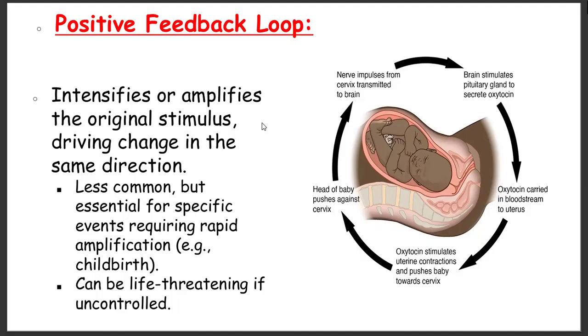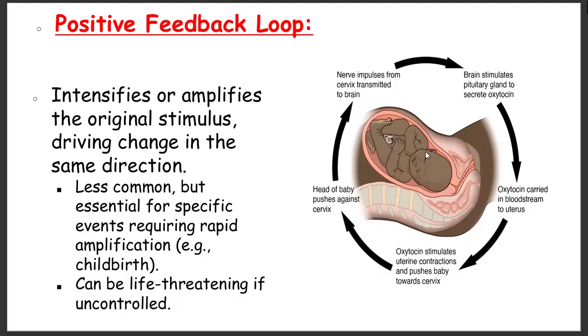For example, this diagram that I've included here, which is childbirth. Childbirth is actually expected to be completed within the shortest period of time. So we're going to employ a positive feedback mechanism in order for childbirth to take place and for the internal environment of the mother to come back to normal.